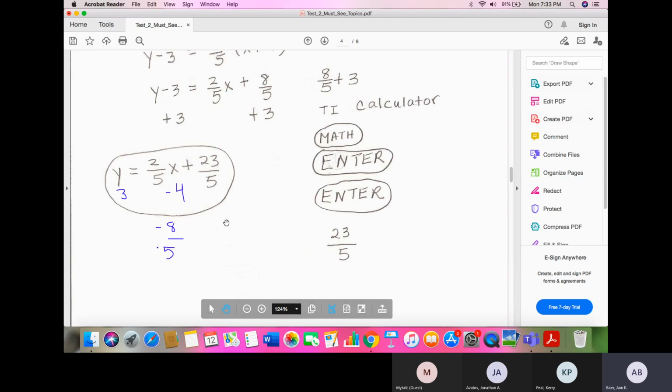Negative in the bottom row of the calculator, it's that little negative in parentheses. So we've got -8 and then plus 23. That gives us 15 up here. When we combine, -8 plus 23 gives us 15 divided by 5, which is 3. So I know that I've likely gotten this problem correct.